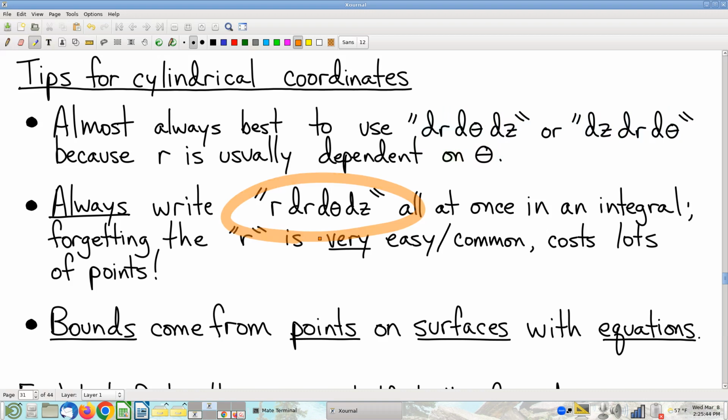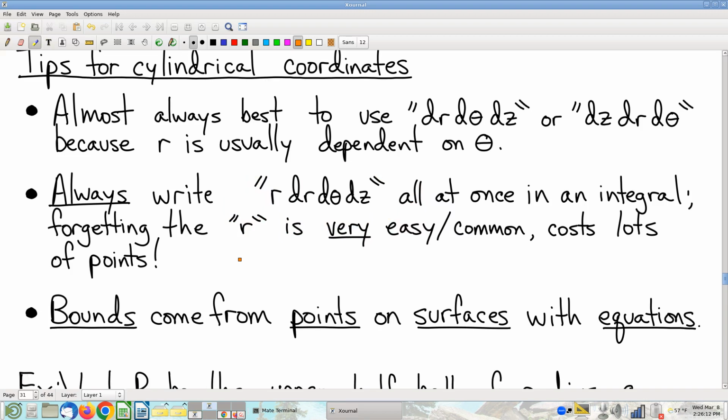Again, don't forget your stretching factor. Nice little hack. Always write down your stretching factor of r as you write down your differentials. You would be surprised how easy it is to forget. And if you forget, then I can't give you credit for it if it's not there. That's just the deal. So, really dangerous little landmine. You've been warned. So make sure to be careful about that. And then again, we identify key points and our usual process for finding bounds.